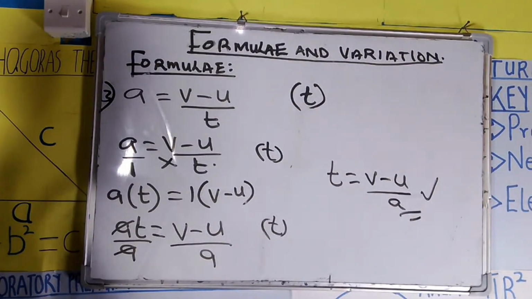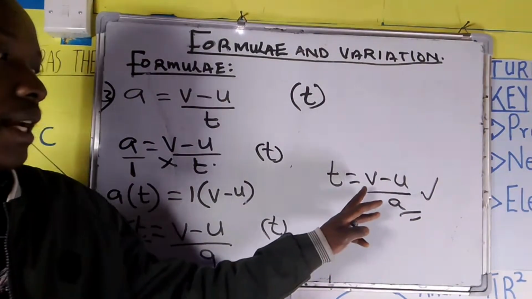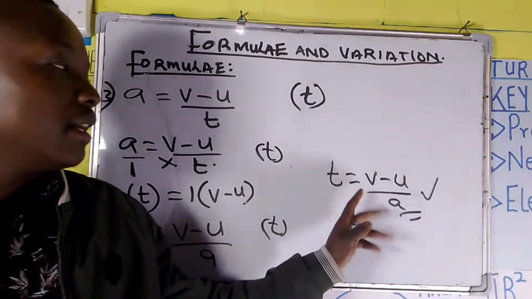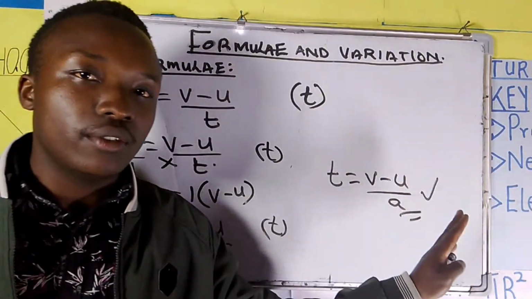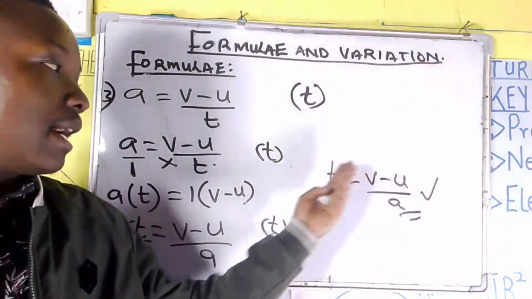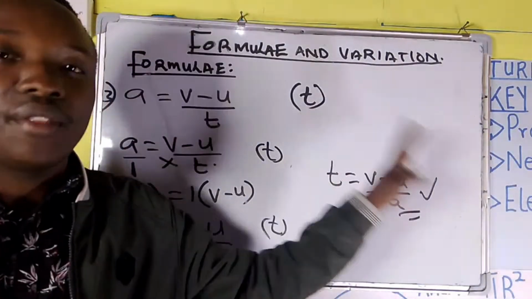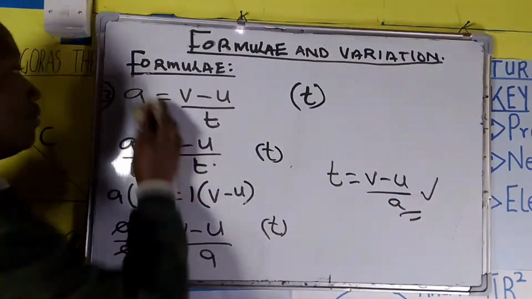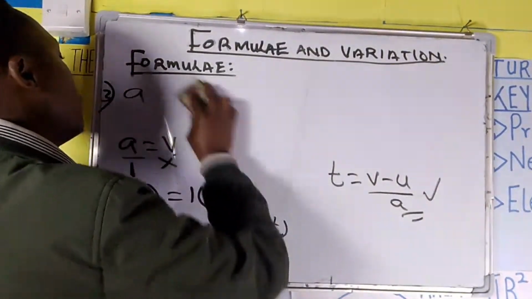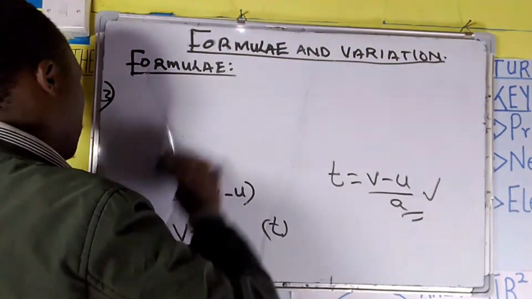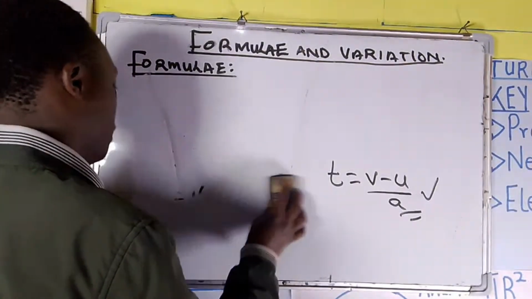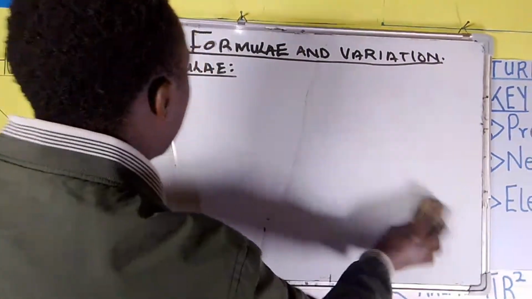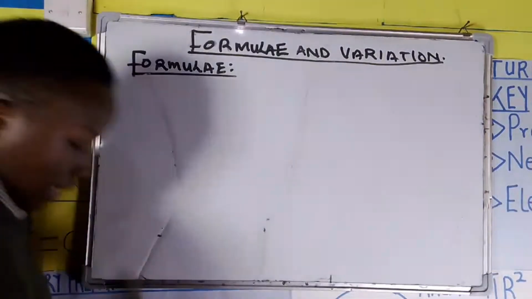And why are we getting V minus U over A? You can see t is not on the other side of the equal sign. So when you make a letter the subject, it should not be on the other side; it should be just on one side. So if we have been able to understand that, we can have another example.